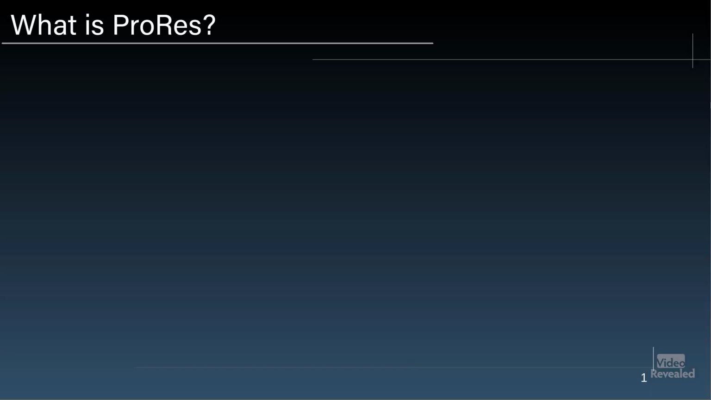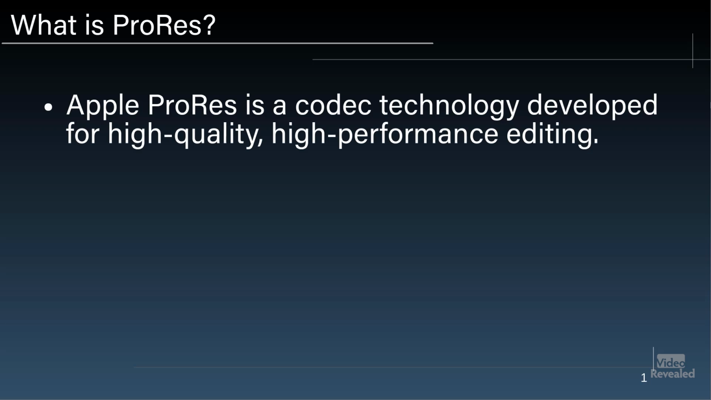All right, so let's look at ProRes. I always say QuickTime and I really mean ProRes. So let's look exactly at what ProRes is. So this is all from Apple's white paper, which I'll have a link to. It's a codec technology developed for high quality, high performance editing. So it's one of the choices you get when you're making a video, a codec, compressor, decompressor.